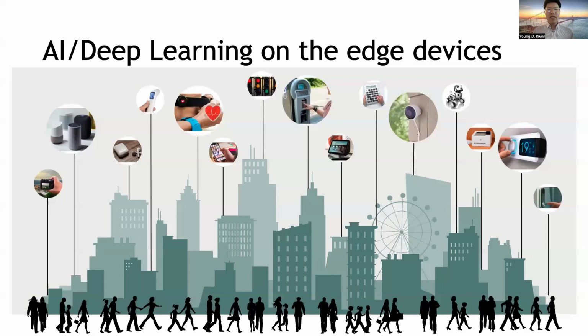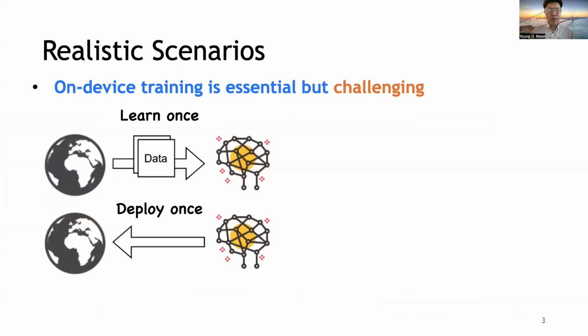Nowadays, AI and deep learning is basically everywhere around us. These deep learning and AI capabilities are already deployed on our daily mobile devices or wearables, and they enable diverse and interesting applications around us. For example, object recognition, object detection, classification, and so on and so forth.